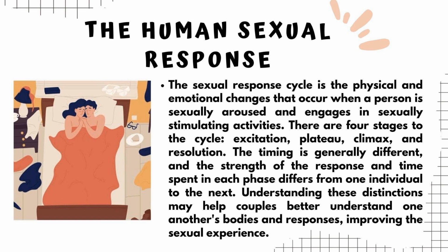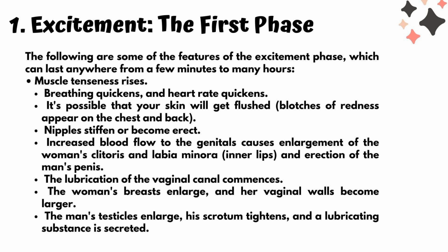However, the timing is generally different. It's unusual, for example, that both lovers would have an orgasm at the same time. And the strength of the response and the time spent in each phase differs from one individual to the next. And understanding this distinction may help couples better understand one another's bodies and responses, which can help them to improve their sexual experience. So the first phase of sexual response is excitement.